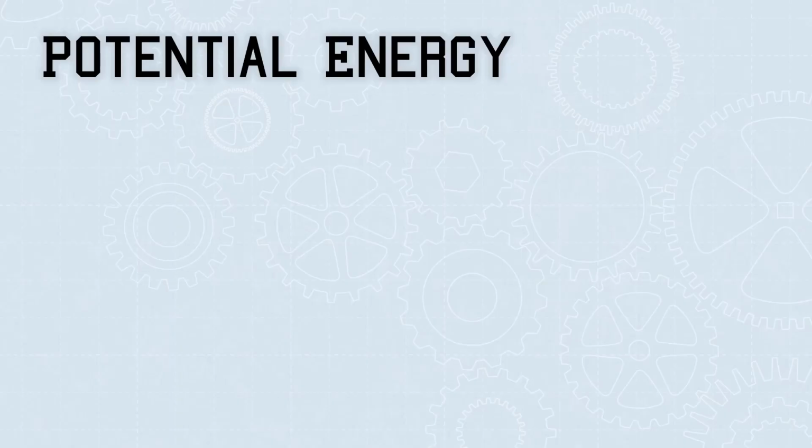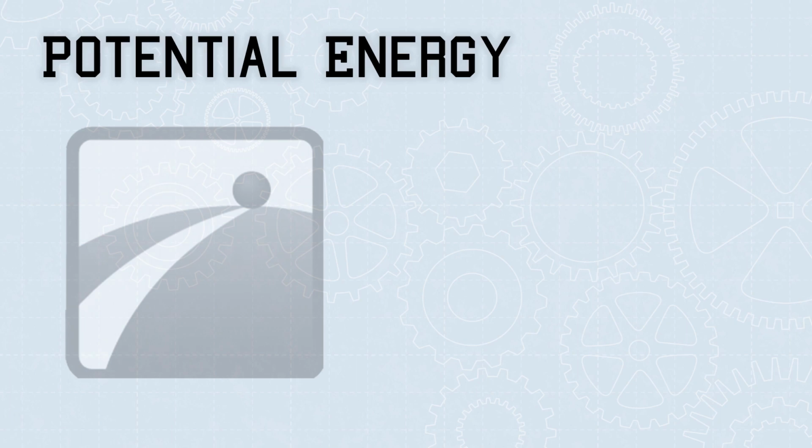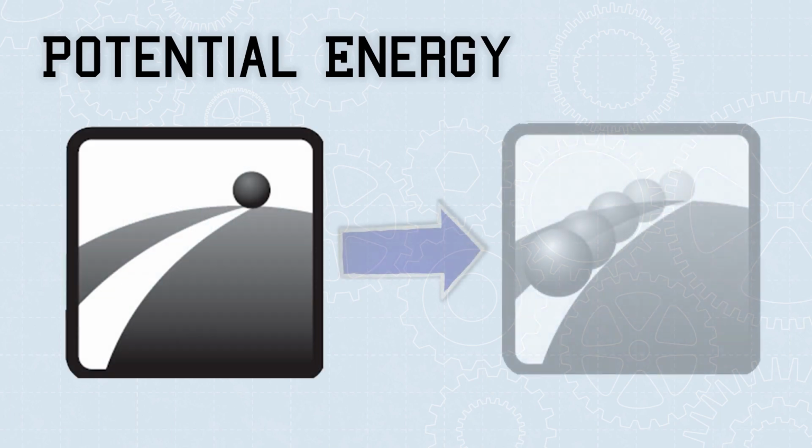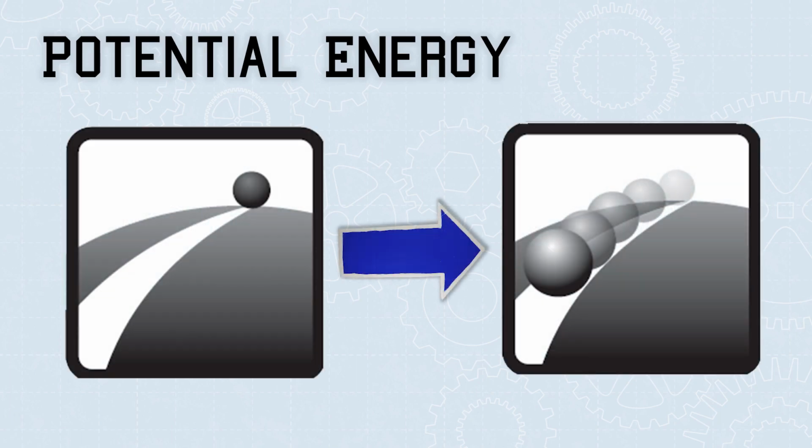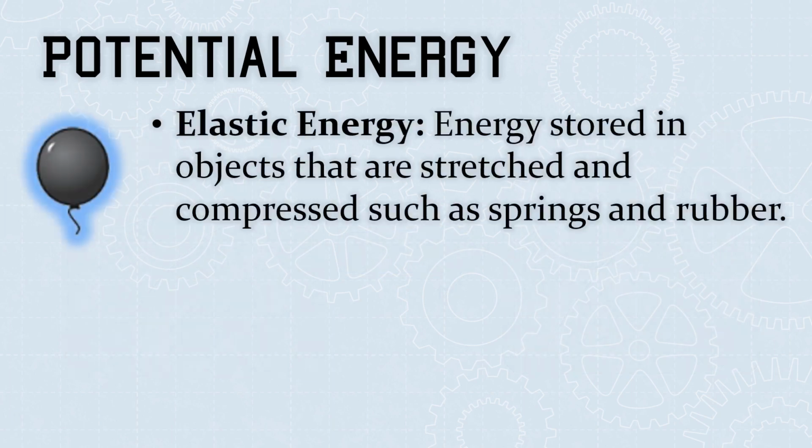This activity will explore the transformation of energy that takes place when you drop an elastic ball from a certain height. Have you ever noticed that the ball doesn't bounce all the way back up? Let's figure out why. Energy always transforms from potential, how it's stored, to kinetic, how it's being used. Since we're talking about elastic balls, we're going to talk about elastic energy. This is energy stored in objects that are stretched and compressed, such as springs and rubber.